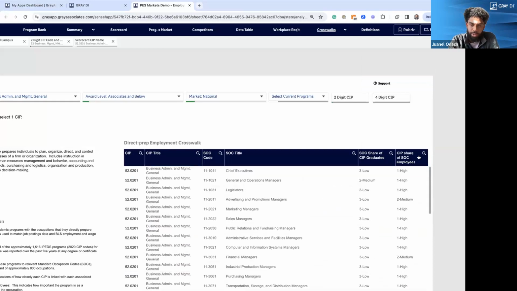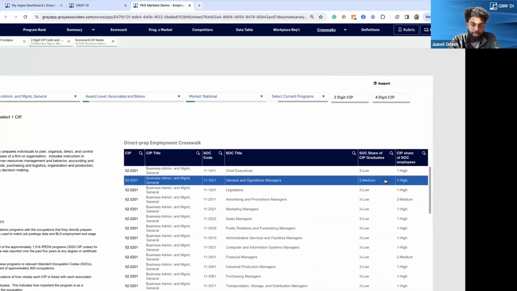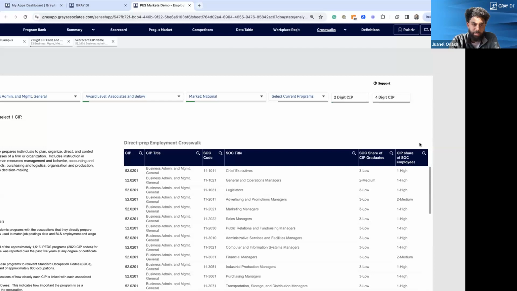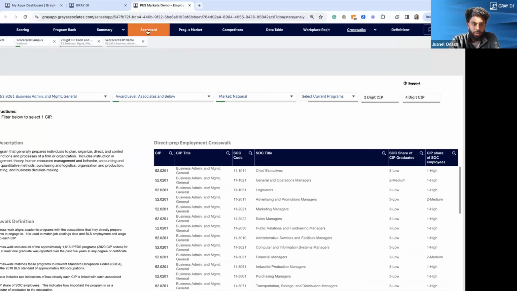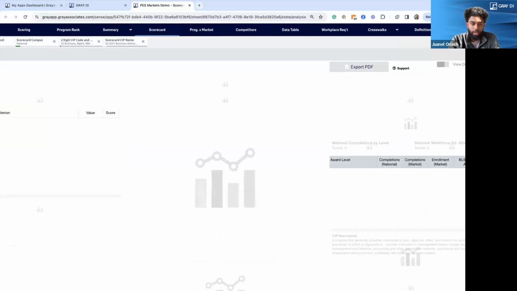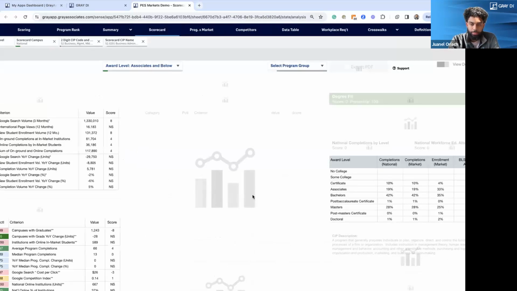But what's important here is we're not going to double count or over count job opportunities, which is what's going on here with the share of SIP graduates versus the share of SOC employees. There's something going on in the back end to make sure we're not overcounting job opportunities as well. Any other questions out there?